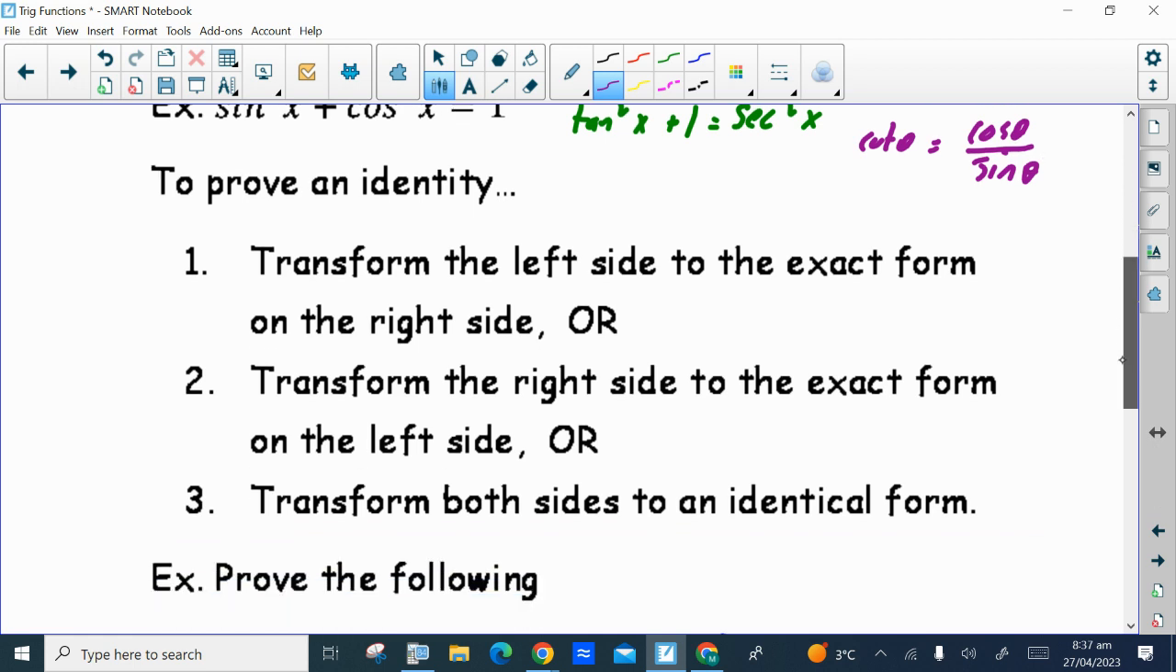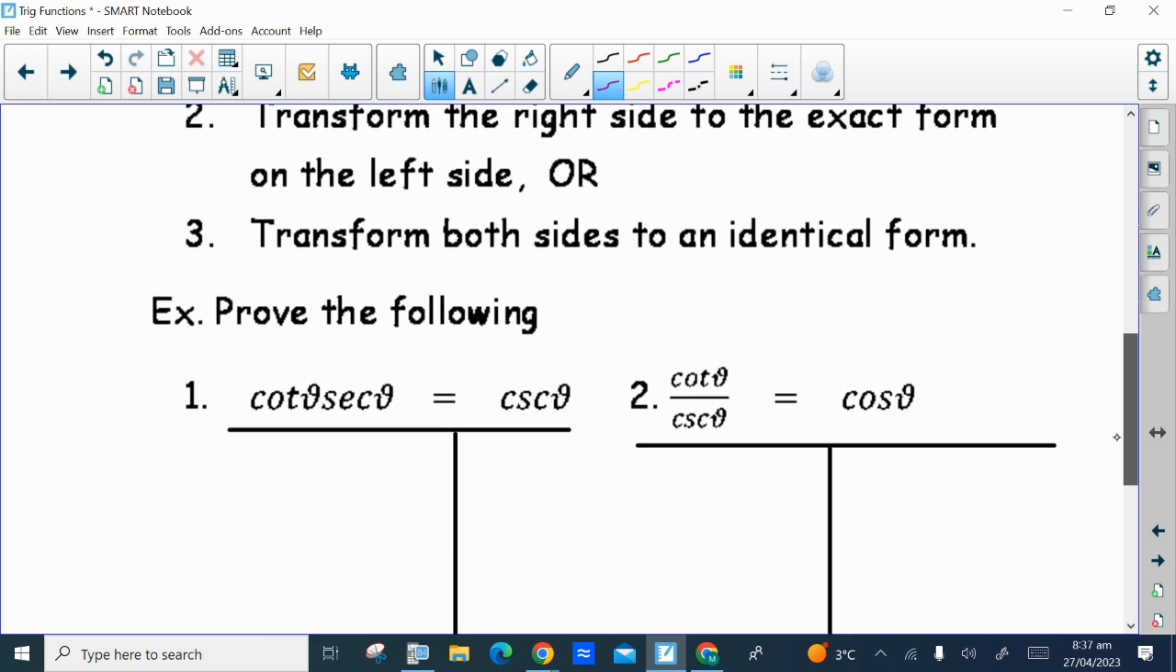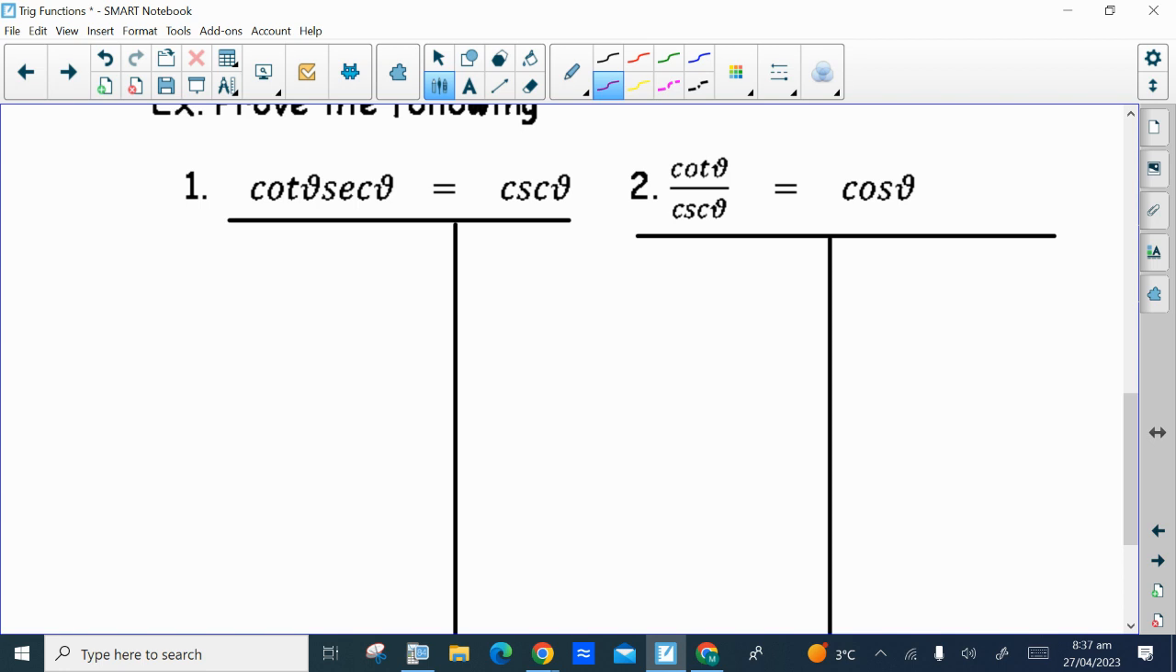In some cases, we multiplied top and bottom of an expression by a conjugate. Right? So those are all things that we did in order to prove identities. So for this first one, there's no powers. I'd put everything in terms of sine and cos. Cotan, again, is cos over sine. And that's multiplied by secant, which is 1 over cos.